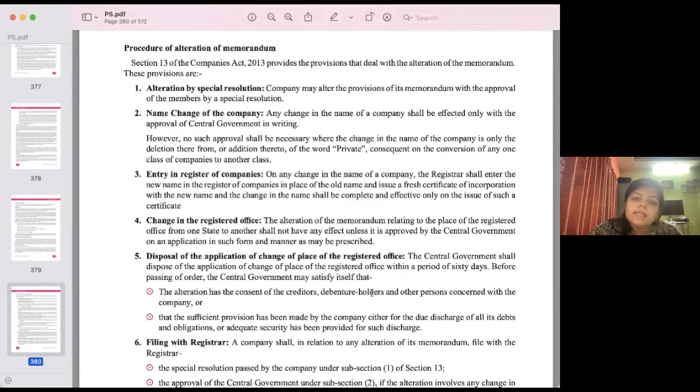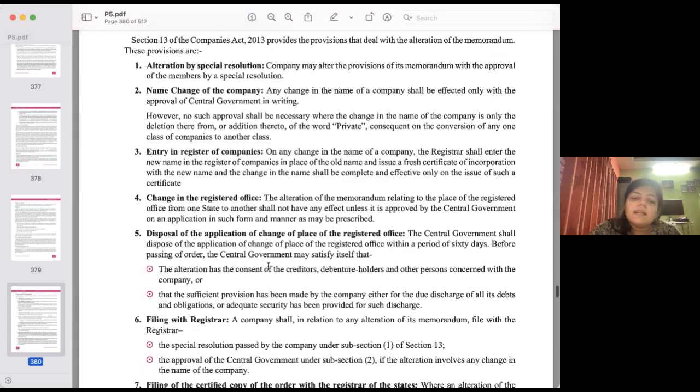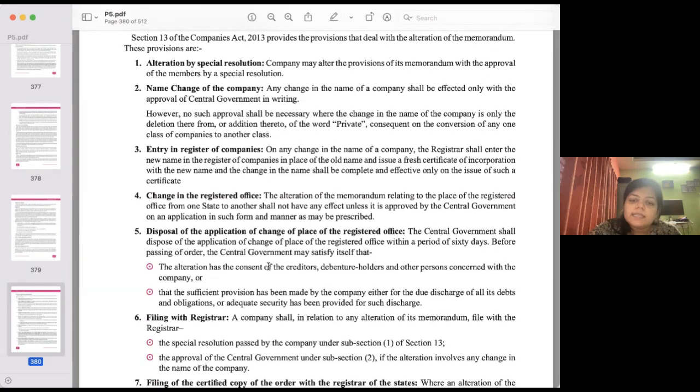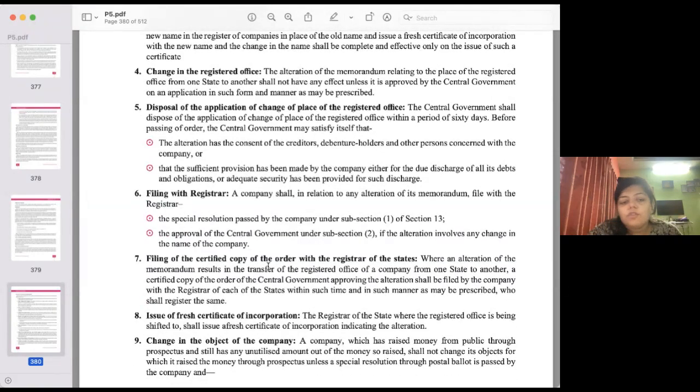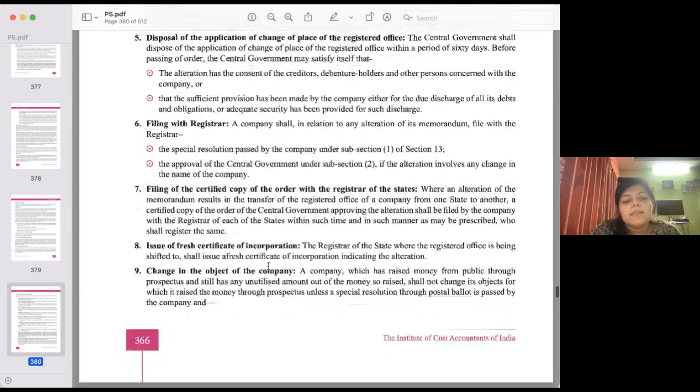Now, there are various procedures. One of the procedures for altering the memorandum is under Section 13. All of these things are usually done on a special resolution basis, where you can call upon your shareholders, ask them to vote by special resolution, and through that special resolution you pass the resolution in order to change or amend the memorandum.